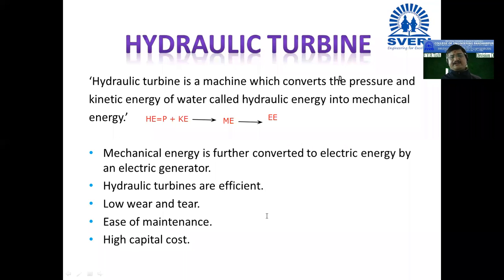So such hydraulic turbines are very efficient, means we need to provide less energy and it will take out more energy out of it. Okay, very low losses are there. Okay, then next point is there is a very low wear and tear. Low wear and tear means whatever instruments or whatever machine parts you are going to use in this hydroelectric power plant or in hydraulic turbine, very few problems are going to occur with its components.